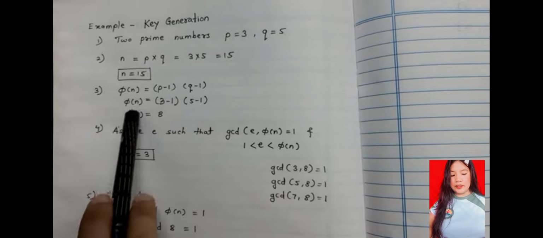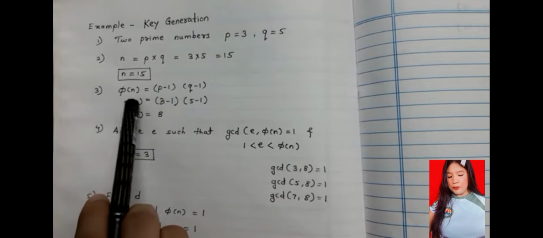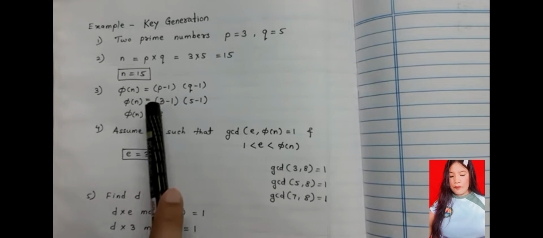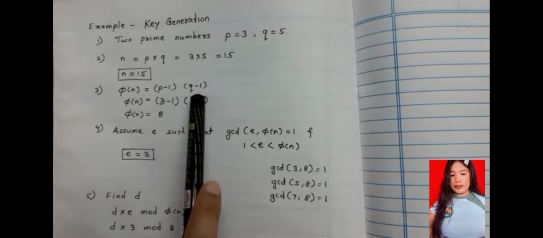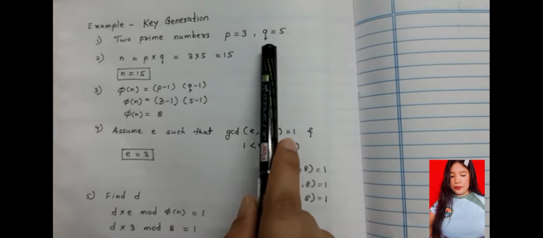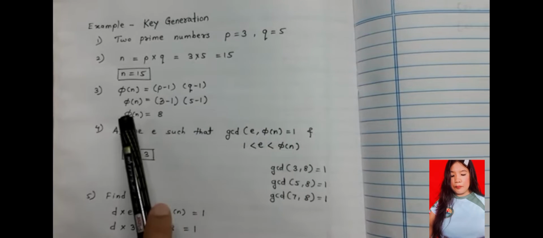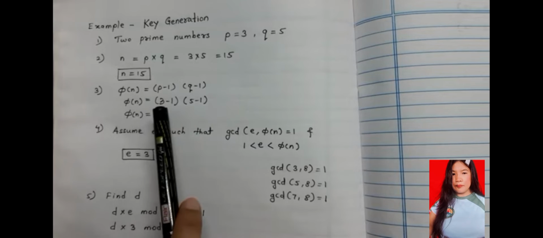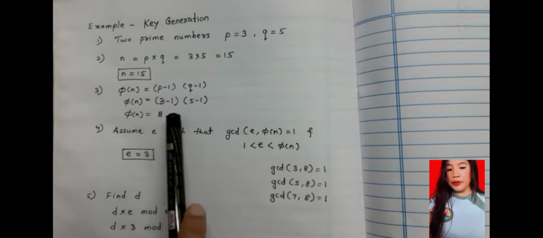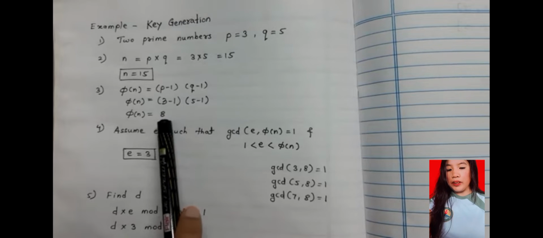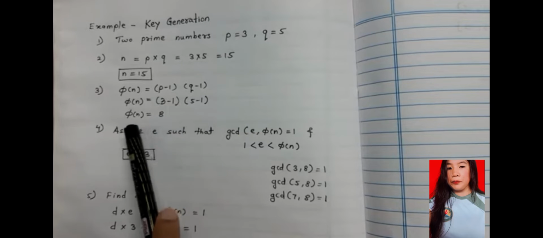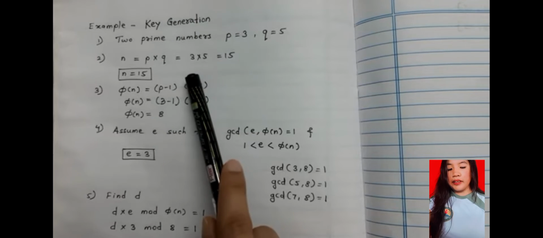The next step is calculating the value of phi of N. The phi of N is equal to (P minus 1) times (Q minus 1). The value of P is 3 and the value of Q is 5. So the value of phi of N is calculated as (3 minus 1) times (5 minus 1). So the phi of N is 8.